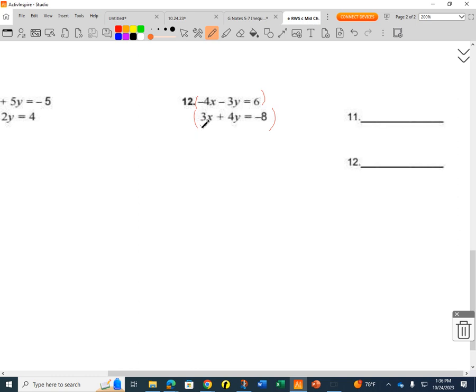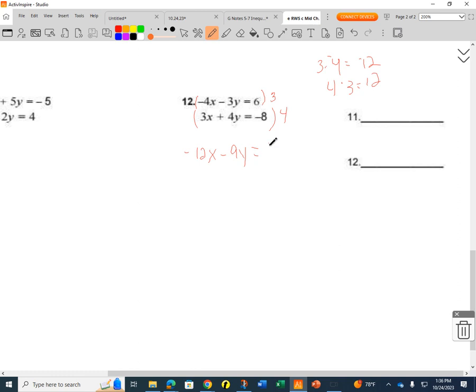Here, I'm going to multiply this one by 3, because 3 times -4 is -12. And I want to multiply this one by 4, because 4 times 3 gives me a +12. And then when I add those, I get 0. That's the whole idea. So 3 times -4 is -12x. Don't forget you multiply everything by that 3, so that's -9y. The most common mistake is to forget to multiply the 6 there, so don't forget that.